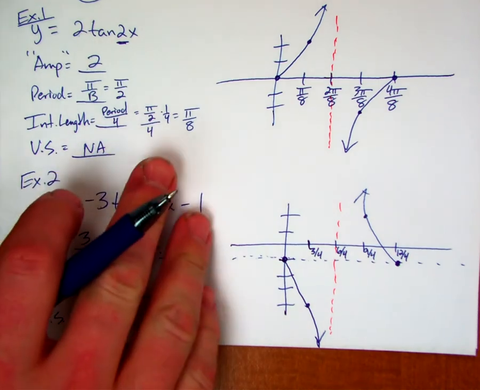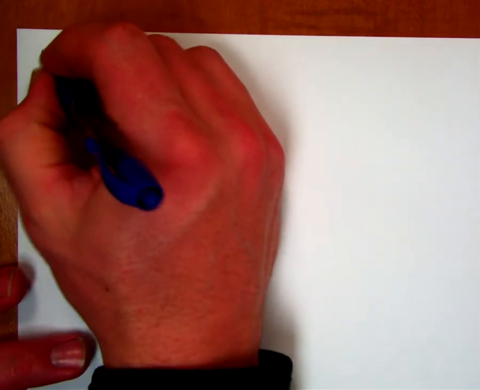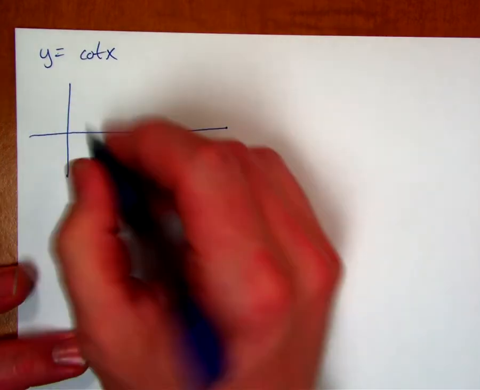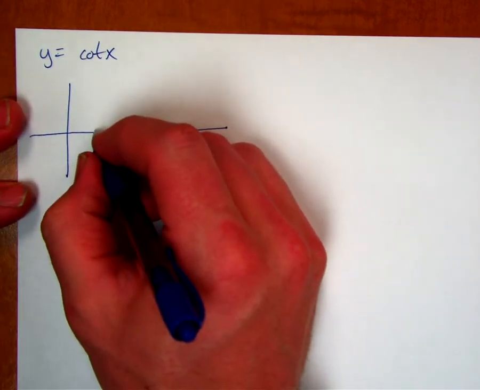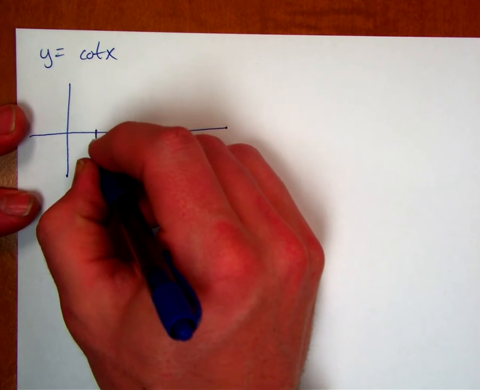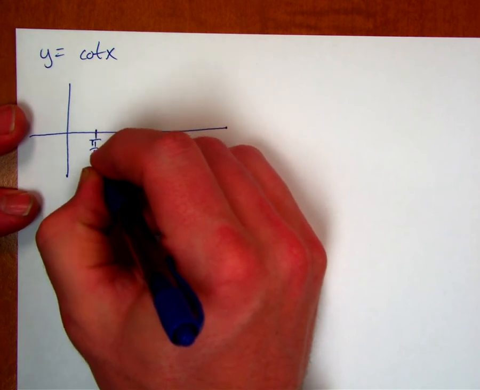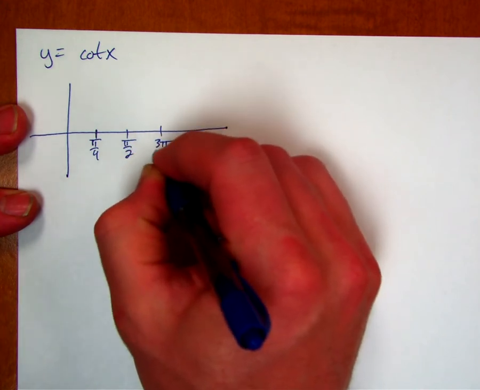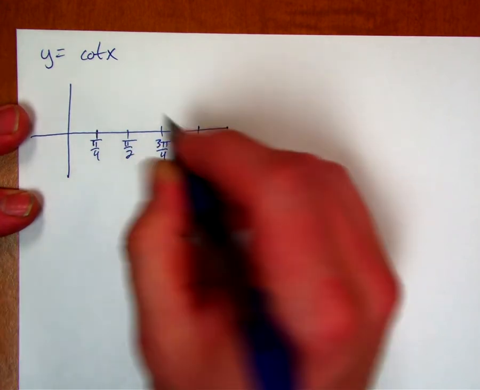Let's go ahead and jump into cotangent. Okay? What does the parent function for cotangent look like? Well, here we go. Again, I'm using different values. So this is pi over 4, pi over 2, 3 pi over 4, and pi.